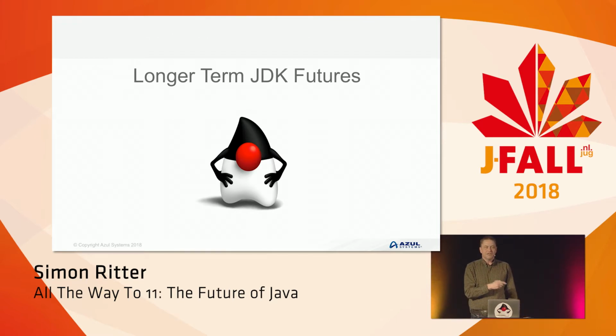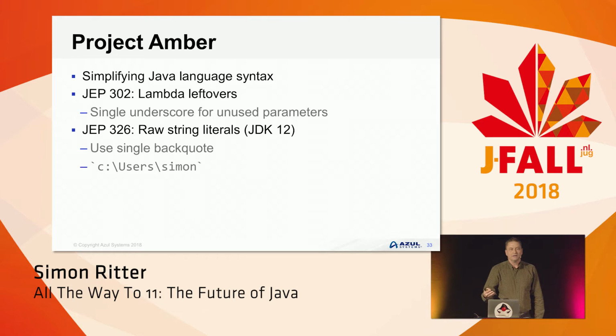So, longer term JDK futures, let's just quickly go through some of these ideas. Project Amber is about simplifying the syntax of Java. If you look at the popularity of languages like Kotlin, it's because it has less verbosity in the syntax. So they're doing a number of things with that. One is simple changes like the ability to use a single underscore as a parameter in a lambda expression. If the parameter is not used in the body of the lambda expression, you can hide it to make it obvious that it's not being used.